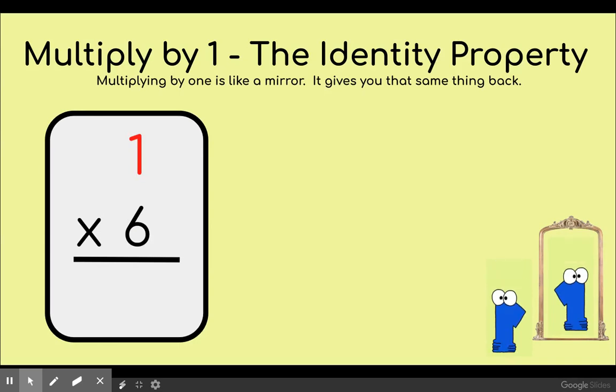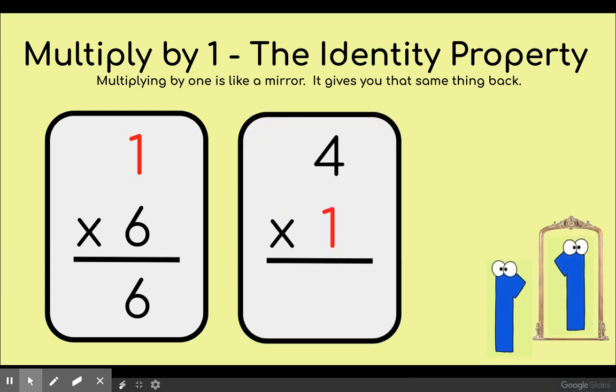Multiplying by 1 is called the identity property. It also has a special name. And multiplying by 1 is like a mirror. It gives you that same thing back. So when the other number looks at 1, it comes back. So 1 times 6 is going to give you 6. It gives it right back. Next problem, let's do another one. 4 times 1. So we pay attention to the 1. It's going to become a mirror, and that means that 4 should be coming back. There it is.